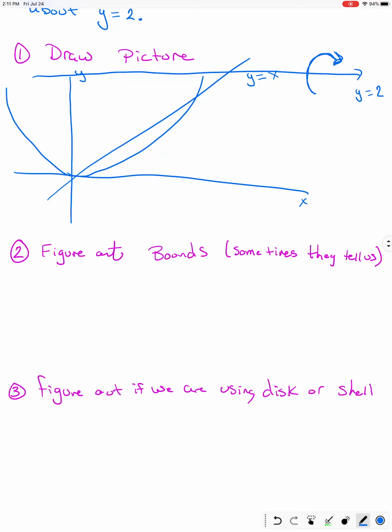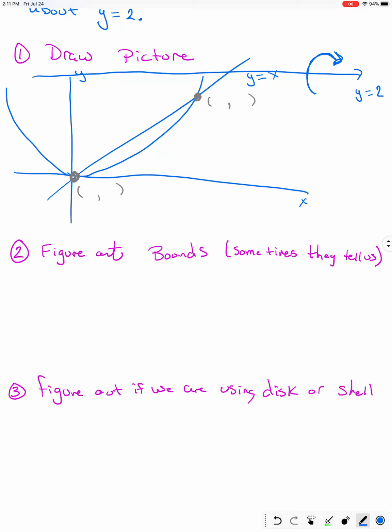So that's the first thing I did. I drew a picture. The second thing I'm going to do is figure out my bounds. Sometimes in the problem they tell us our bounds. But in this case, the two curves close each other off, so I have to figure out the bounds. We're figuring out what is this point here where the two meet, and what is this point there when the two meet. That'll be my bounds of the problem, unless they tell us something different.